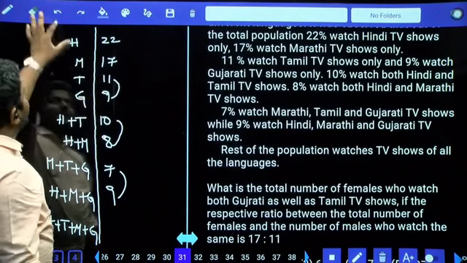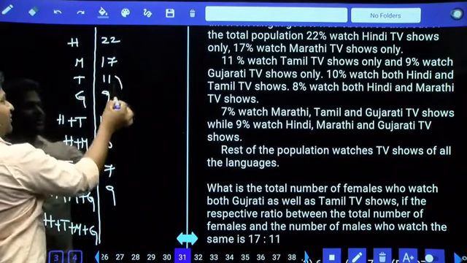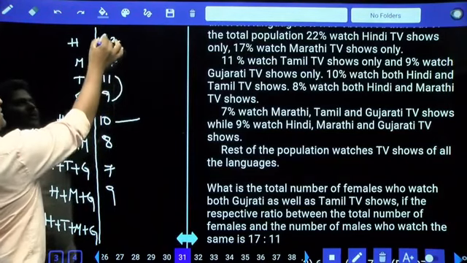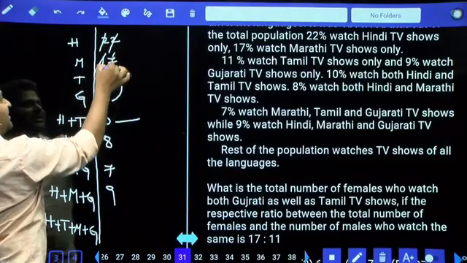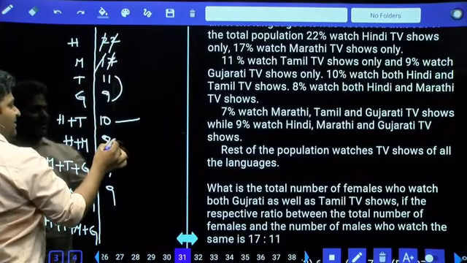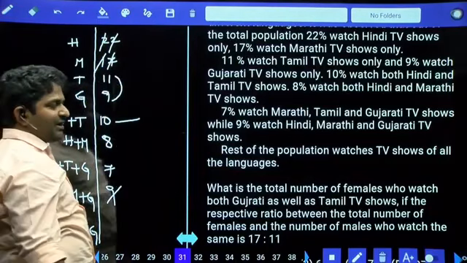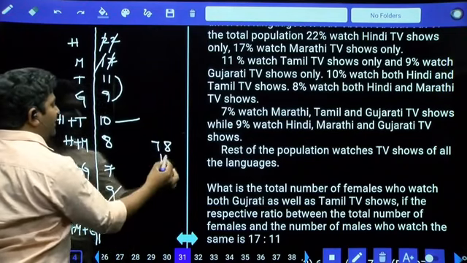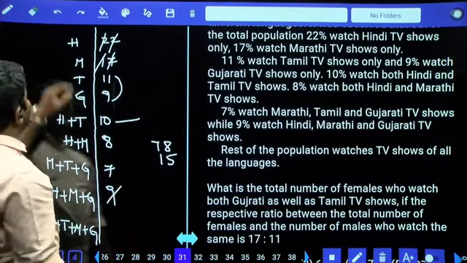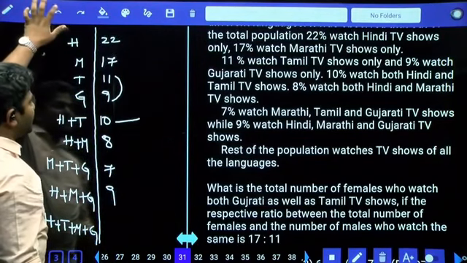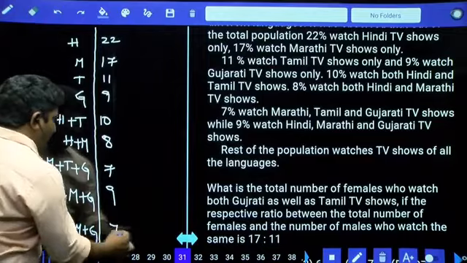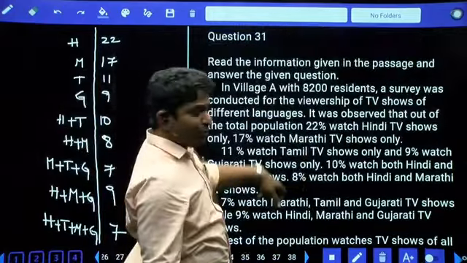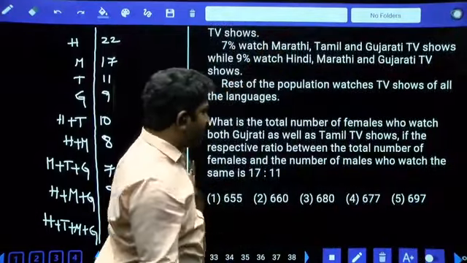Yes, here it is. This is 20, 30, 40, 60, 69. 69 plus 9, 78. 78 plus 15 is equal to 93. Then the remaining is 7%, and they'll be in all languages. So all these are percentages calculated on the total value, which was 8,200. So 1% is 82, that is clear.